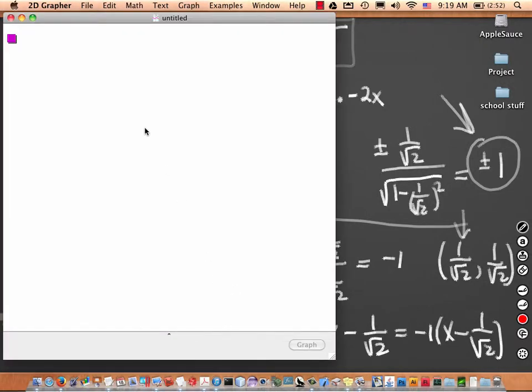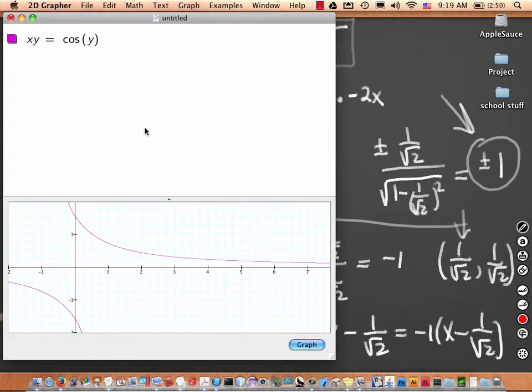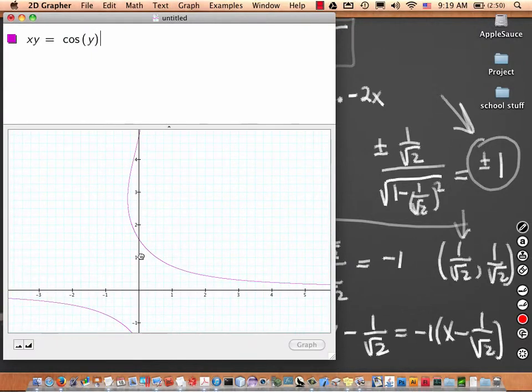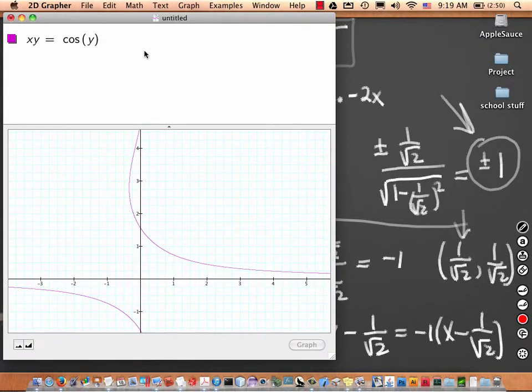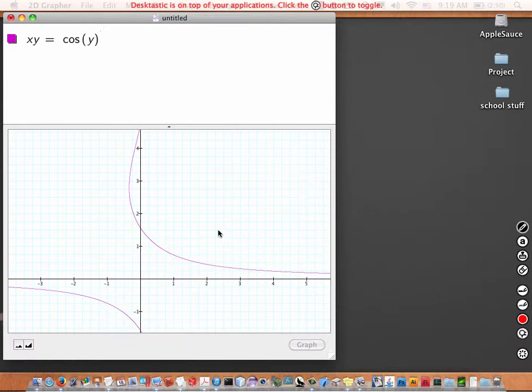Some of these things, Carrie, look really weird. For example, xy equals cosine of y. Looks like that. So what we're dealing with here is not even a function. How do you solve for that? How do you solve for that one? You mean, how do you differentiate?